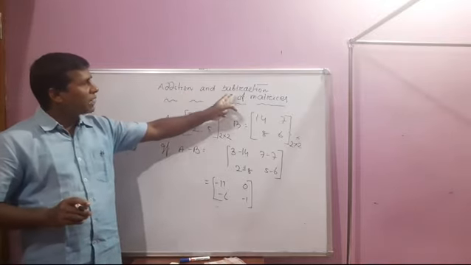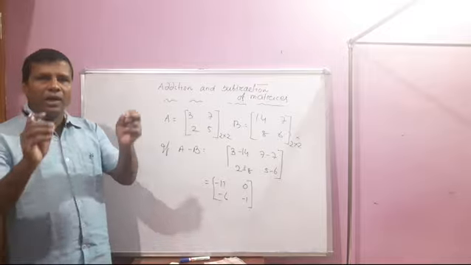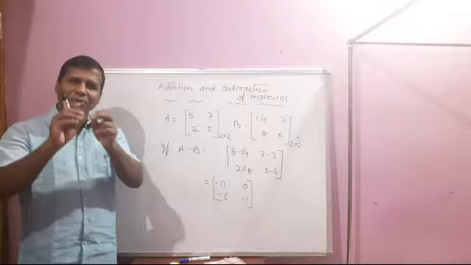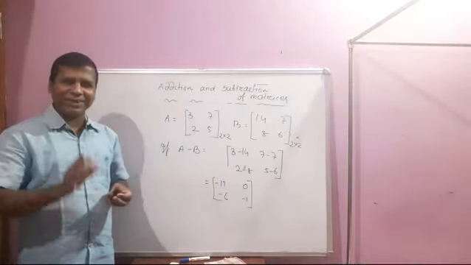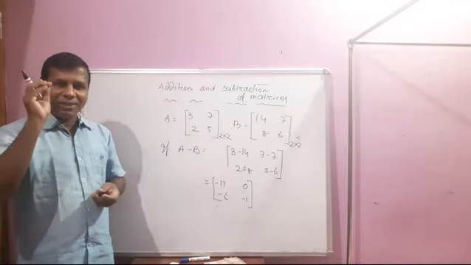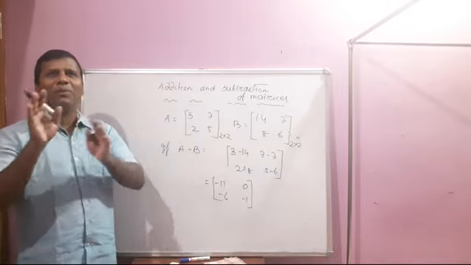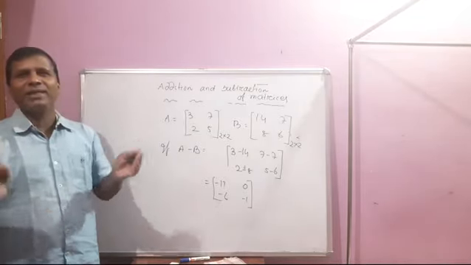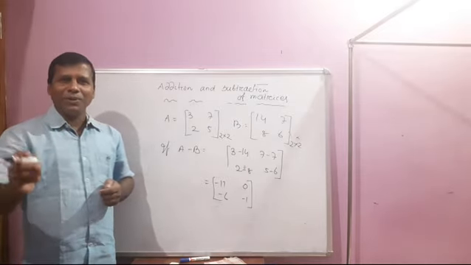For addition and subtraction of matrices, the two matrices must be of the same order. When two matrices are added to each other, Aij is added with Bij. Only the same entry positions can be added to each other. Similarly, subtraction is applicable: when A is subtracted from B or B from A, the same entry positions are subtracted from each other, Aij minus Bij.